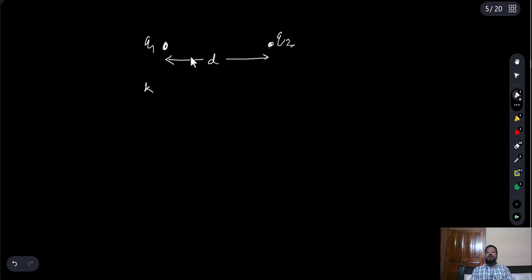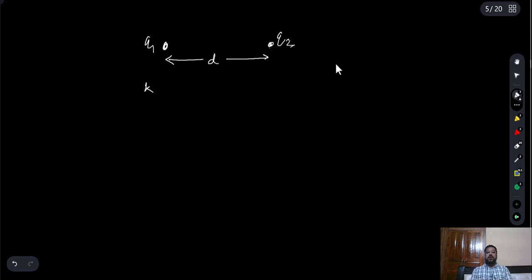What they are saying is that if the charges are placed in some medium and separated by distance d, let us assume that they have some force F. Now they are asking that if we put this system into air with the same force, then what should be the distance between them so that the force does not change?